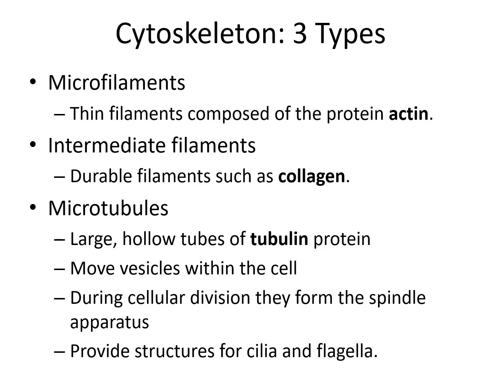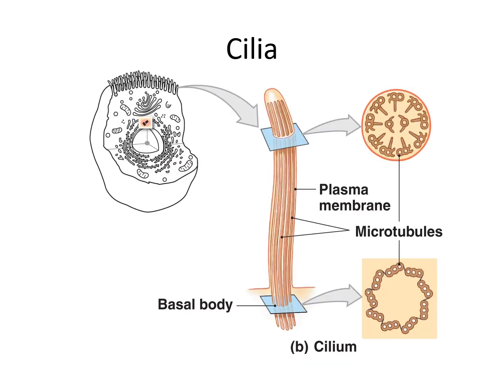So microfilament is composed of actin. This is dynamic, assembled and disassembled. Intermediate filaments are more durable, composed of several types actually. Collagen is just one of them. Microtubule is the largest one, a hollow tube, and it's composed of tubulin. Microtubule has several interesting functions that you need to keep in mind.